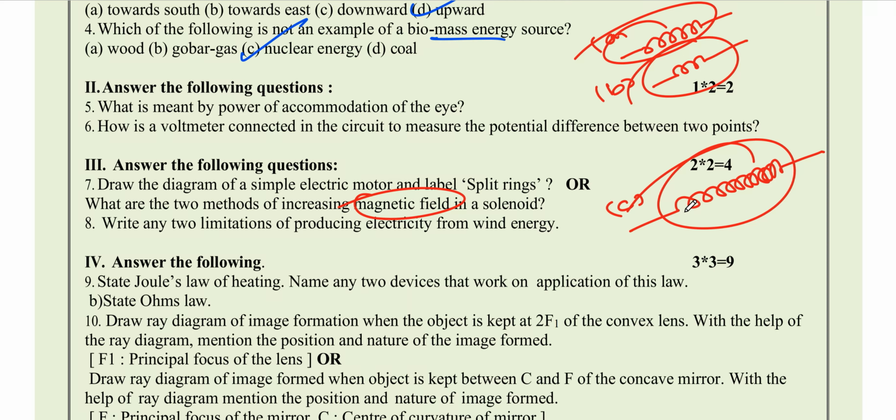How will you increase the magnetic field? How will the magnetic field increase? By increasing the number of turns in the coil. By increasing the number of turns in the coil.